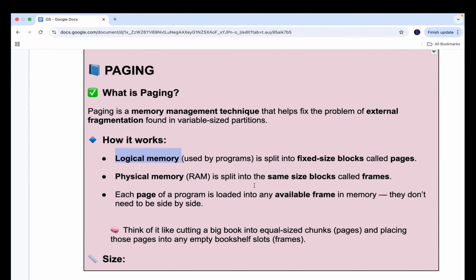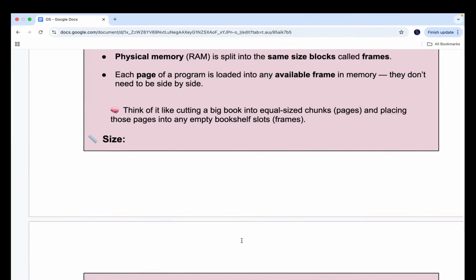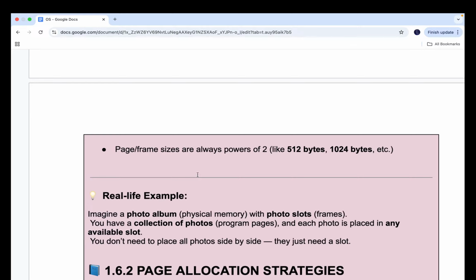Physical memory is split into same size blocks called frames. Each page of a program is loaded into one available frame in memory. They don't need to be side by side. Think of it like cutting a big book into equal size chunks and placing those pages into empty bookshelf slots. Page and frame sizes are always a power of 2.